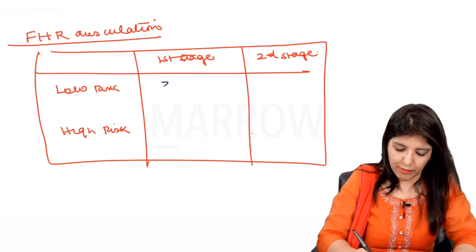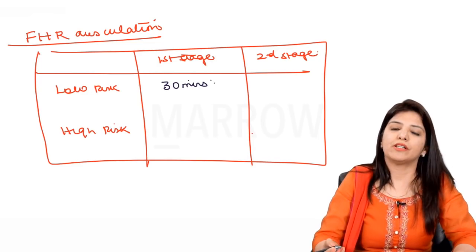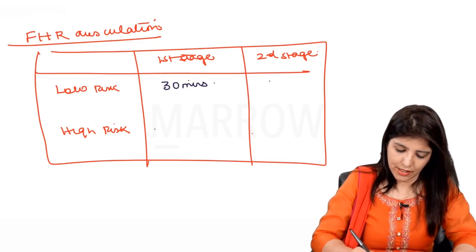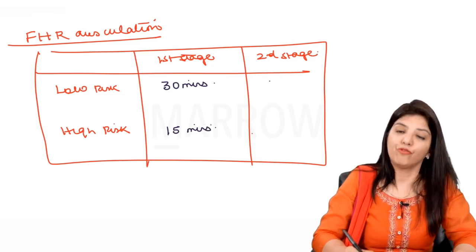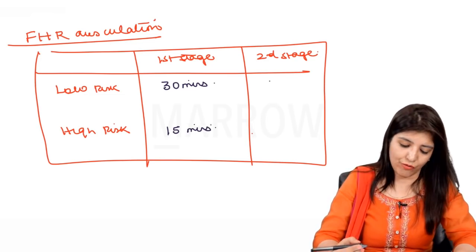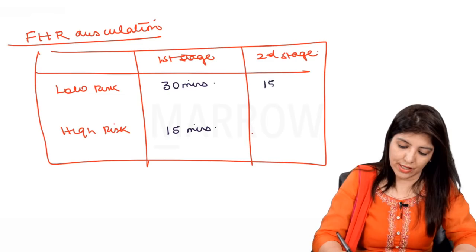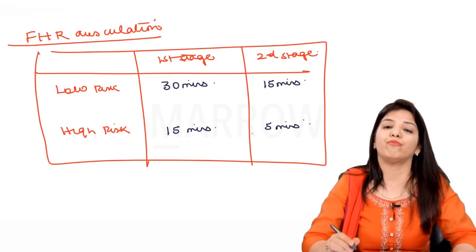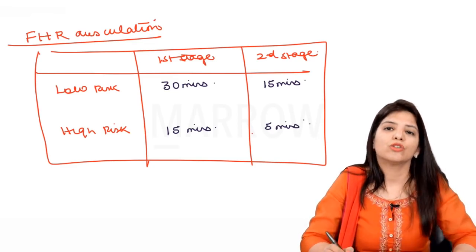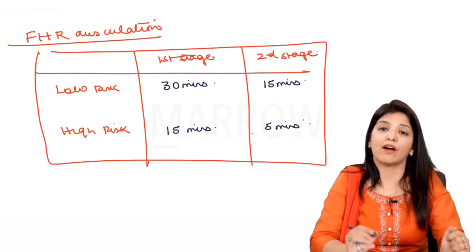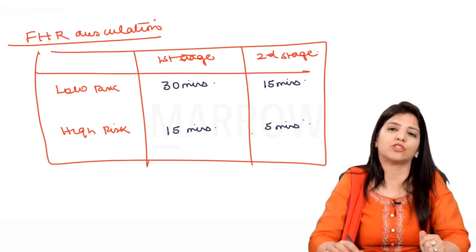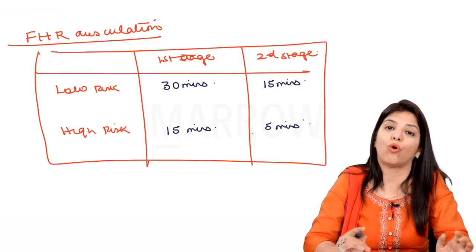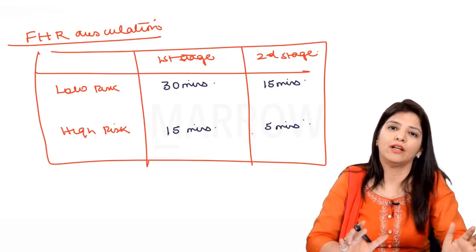In the first stage of labor, in a low risk patient, fetal heart rate is auscultated after every 30 minutes, and in a high risk patient after every 15 minutes. In the second stage of labor, fetal heart rate is auscultated after every 15 minutes in a low risk patient and after every 5 minutes in a high risk patient, right? So on a partogram, you are going to note it after every 30 minutes, but that doesn't mean that you are going to auscultate it after every 30 minutes. These are the guidelines for auscultating fetal heart rate during labor.